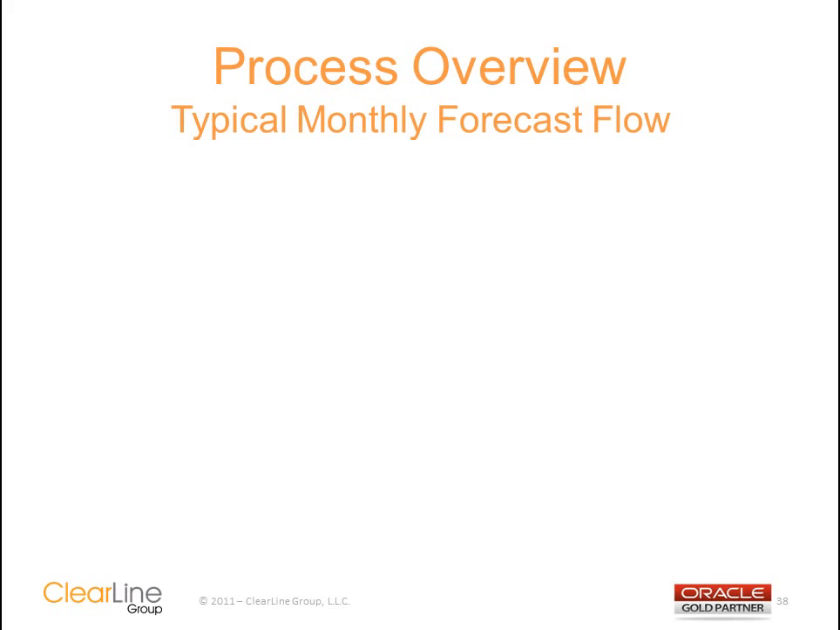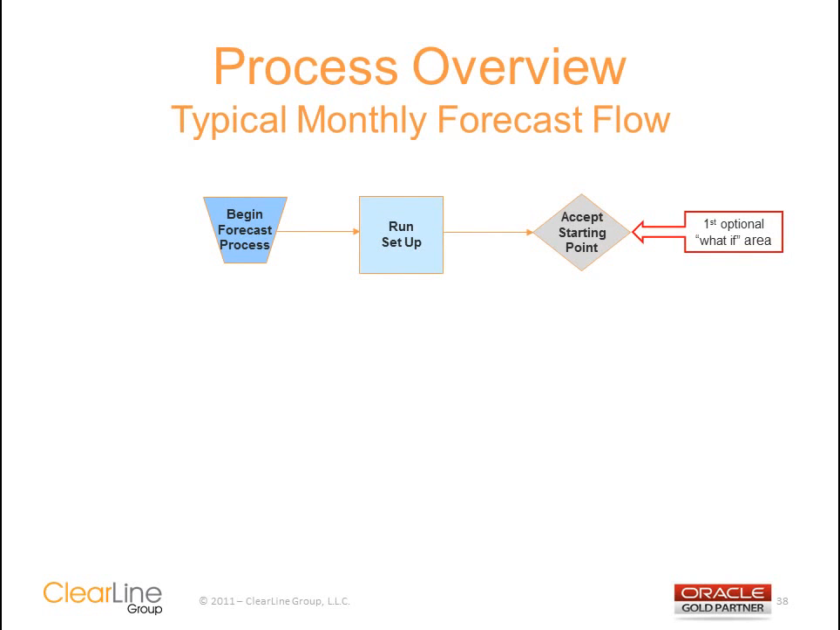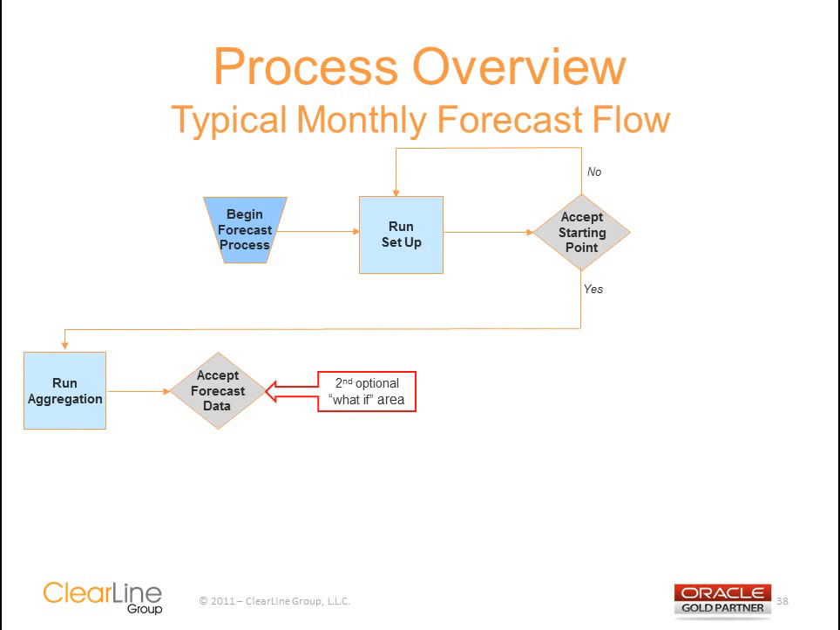This diagram shows the forecast process and all the areas that the user can make adjustments or do what-ifs. The user starts the process and runs the setup where they pick the source, level, and percent change to populate their forecast. Now they're able to evaluate data, make adjustments, start over, or move on to the next step. Now the users will aggregate the product dimension. They'll have a second chance to evaluate the data, make more adjustments, or start over again. Once they get the numbers the way they like them, they can move forward in the process.